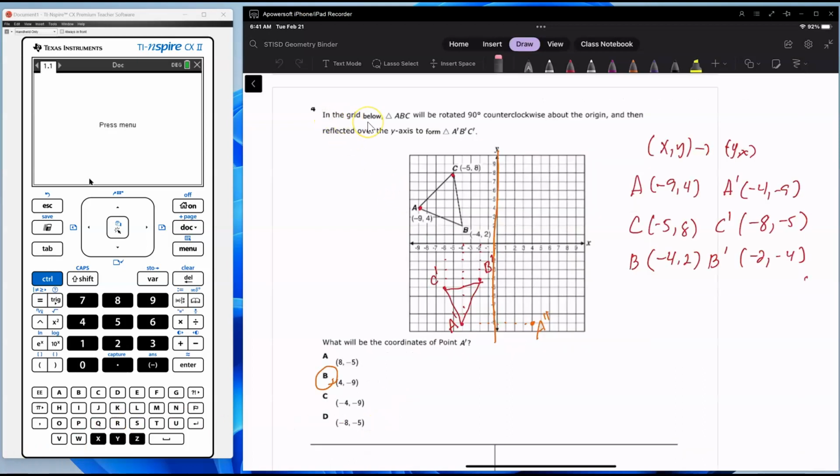In the grid below, triangle ABC will be rotated 90 degrees counterclockwise. So I have (x, y) becomes (negative y, x). So all these x values, these y values will become negative. So I did that rotation. Then it's reflected over the y-axis. So we have A that is reflected over the y-axis. So the location will be (4, negative 9). So the answer is B.